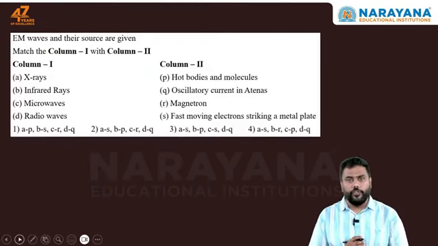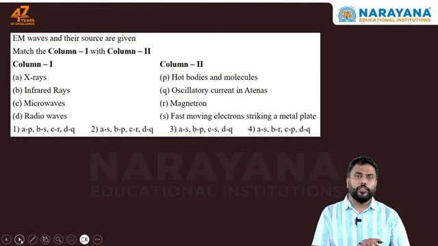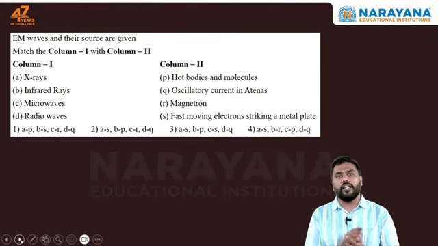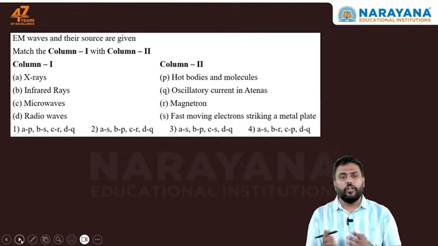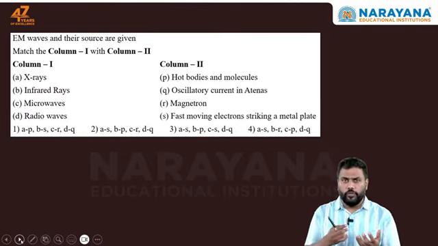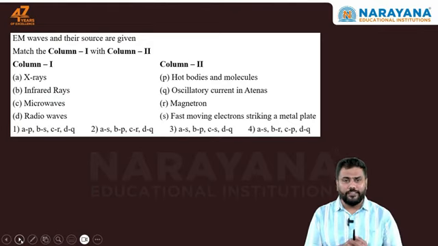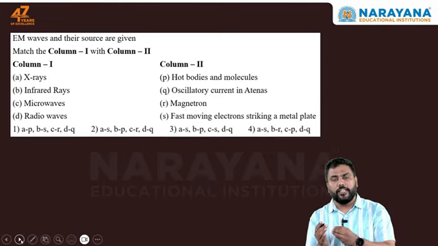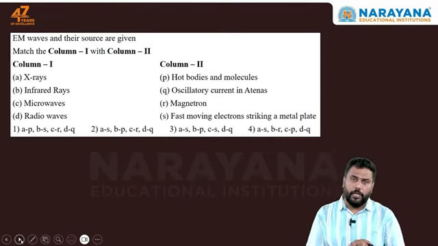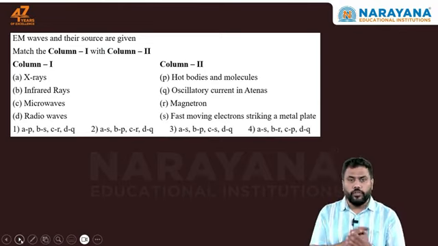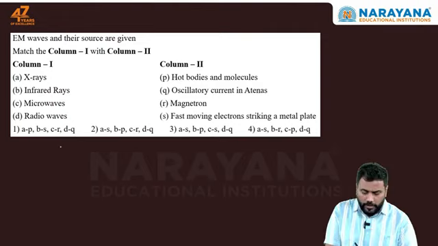The next question is a theoretical one. It is based on properties of electromagnetic waves. Here they are giving us two columns. They are saying to match column 1 with the origin of these kinds of EM waves. The first option in column 1 is X-rays. We know X-rays are produced in a Coolidge tube in which high energy electrons are bombarding heavy metal target plates. So option A should match with option S.